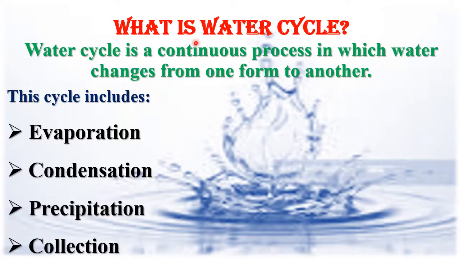The first question is, what is the water cycle? Water cycle is a continuous process in which water changes from one form to another. This cycle includes four steps: evaporation, condensation, precipitation, collection. You saw in the previous slide? Yes. So these all four steps are included in the water cycle.